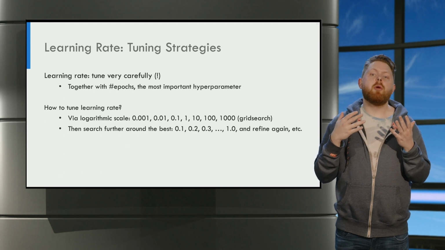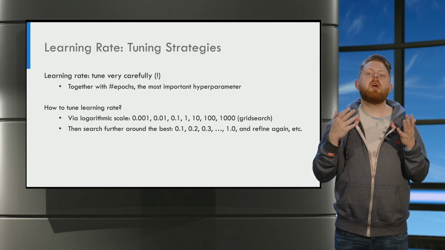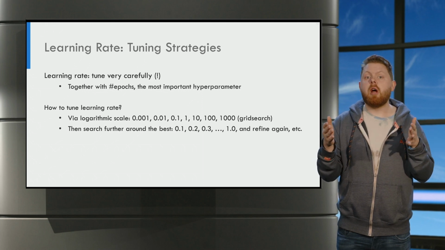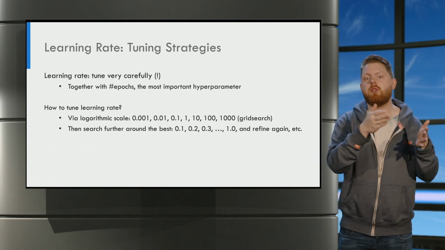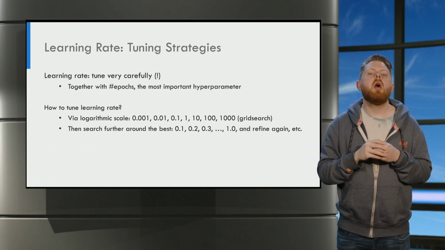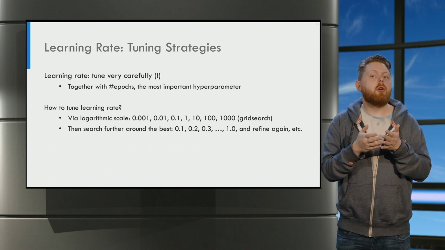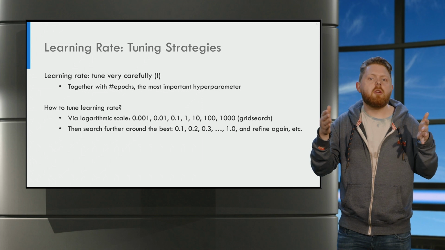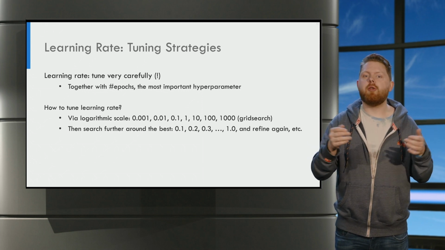If you find that 0.1 is the best learning rate, you can then search further around that optimum. So you will try 0.1, 0.2, 0.3, etc., until you reach 1. Afterward, we can set up an even finer grid, and you can keep going like this until you're happy with your performance.